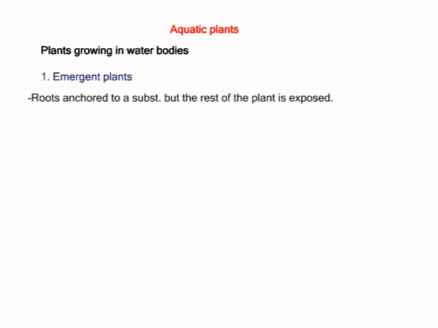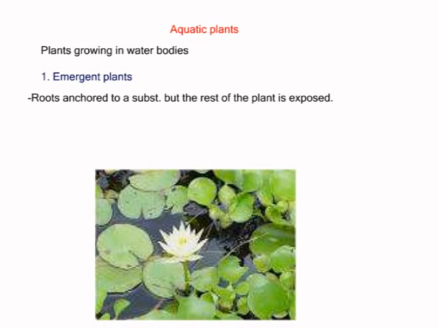Next, we look at aquatic plants, and these are plants growing in water bodies. They are either emergent, submergent, or floating. Emergent plants. These plants have their roots anchored on a substance such as a rock in the water, but the rest of the body is exposed to the atmosphere.